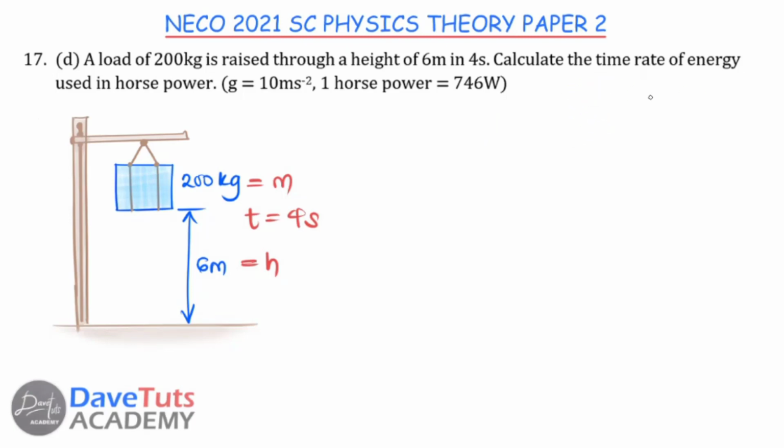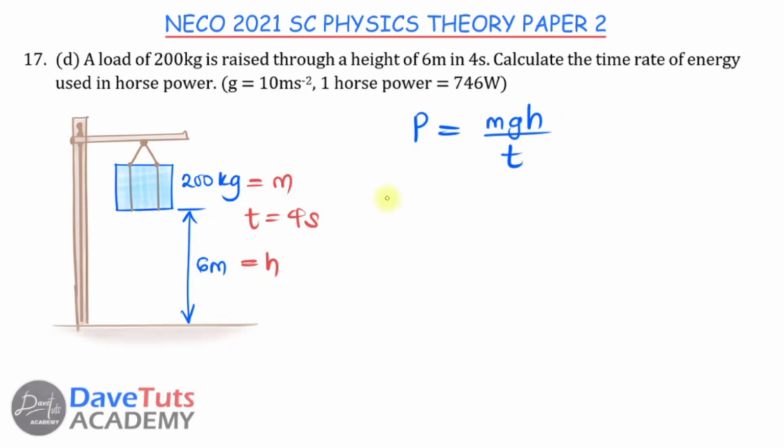So what is the formula for the time rate of energy? Look at what they are saying: the time rate of energy. That means we're actually talking about power. It's power, it's not energy. So for this particular case, the power is going to be mgh over t. That's just energy over time. And since it is an object being raised through some height, this will be good and fine.